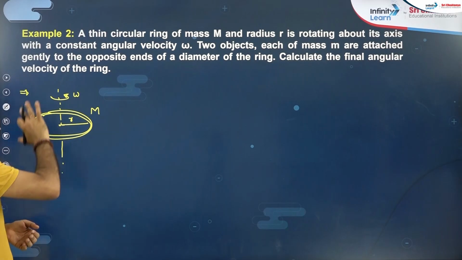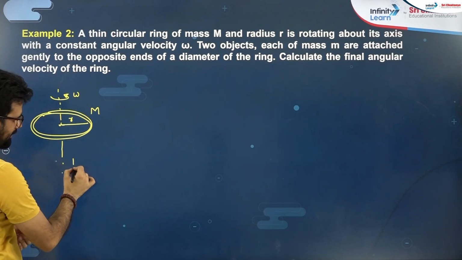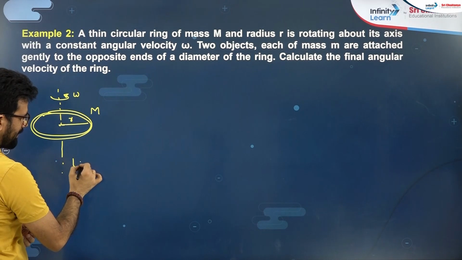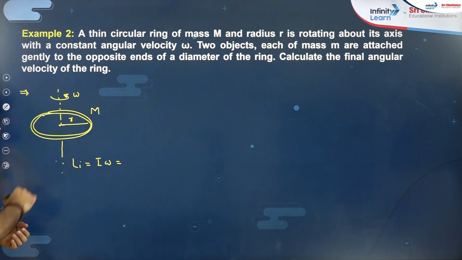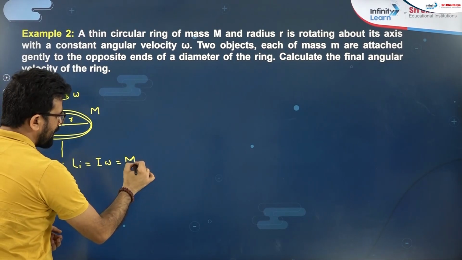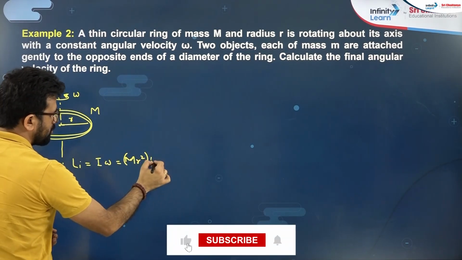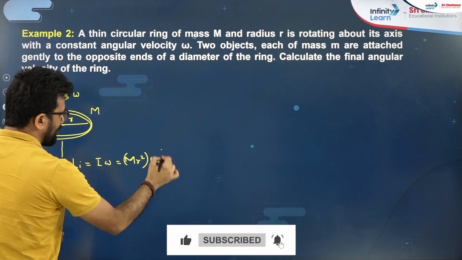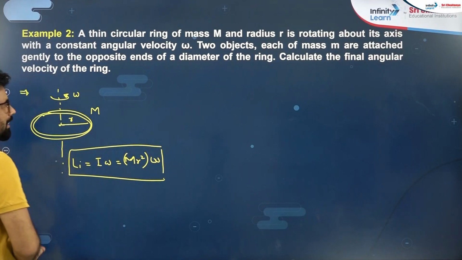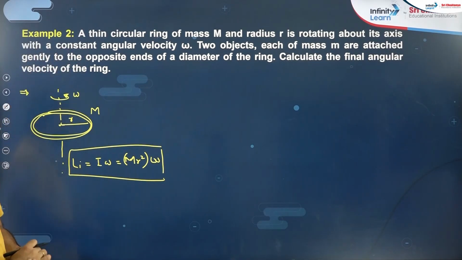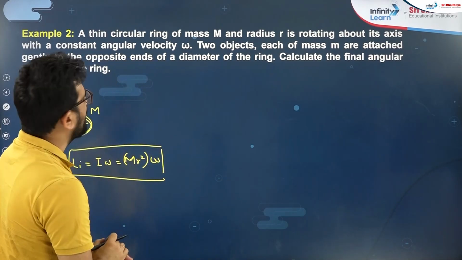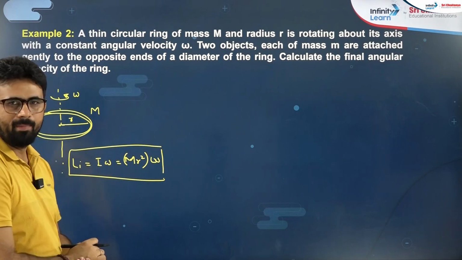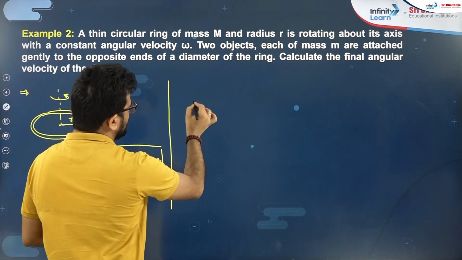So if I want to write the initial angular momentum, everyone can write: initial angular momentum is nothing else but I into omega. What is I? For a ring, the moment of inertia is equal to M r square. Just multiply with omega, that is the initial angular momentum. Very simple. Now this is the first line of the question we have to focus on. Now the second line: the two objects each of mass small m are attached gently on the opposite ends of the diameter.